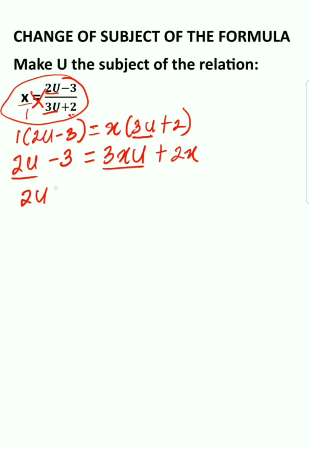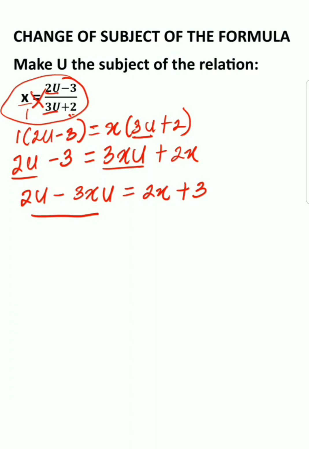So 2u, this is plus 3xu. When it crosses to the left hand side, it becomes minus 3xu equals to 2x. This is minus 3. When it is taken to the right hand side, it becomes plus 3. And so look at this expression, 2u minus 3xu. They are not exactly like terms. And so we can't simplify further. The best we can do is to factorize.